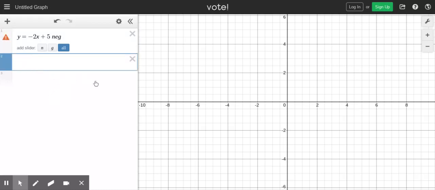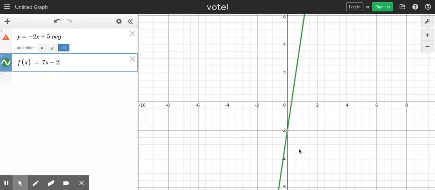I'm going to go through a few of them. My next one I want to graph, put in your graphing calculator: f of x equals 7x minus 2. So this means you're going to start at negative 2 on the y-intercept. Here it is. And this time, the slope, the coefficient on the x term, is 7. So that means it goes up 7.